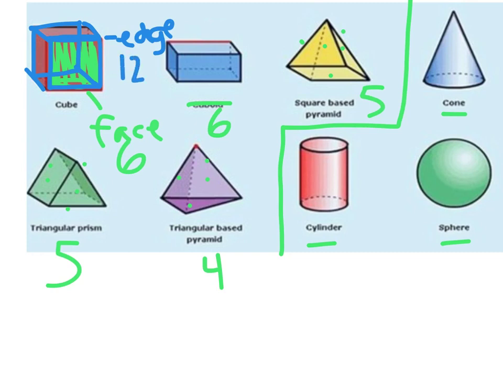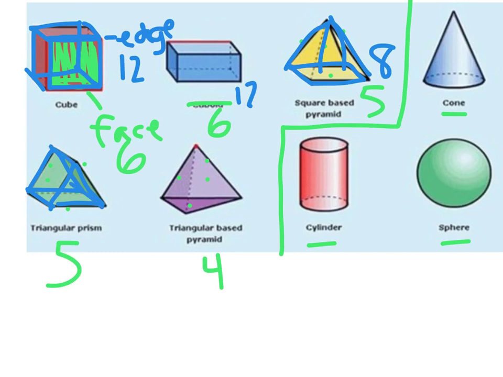I'd have 12 edges also on this one. On this square pyramid, I would have 1, 2, 3, 4 around the bottom, and then I'd have 4 going up to the apex, so I'd have 8. On the triangular prism, I'd have 1, 2, 3 on this base, 1, 2, 3 on this base, and then I'd have 3 connecting those 2 bases, so I'd have 9. And on this triangular pyramid, I'd have 1, 2, 3 around that triangular base, and 3 going up to the apex, so I'd have 6. I'll switch over to the rectangular prism.